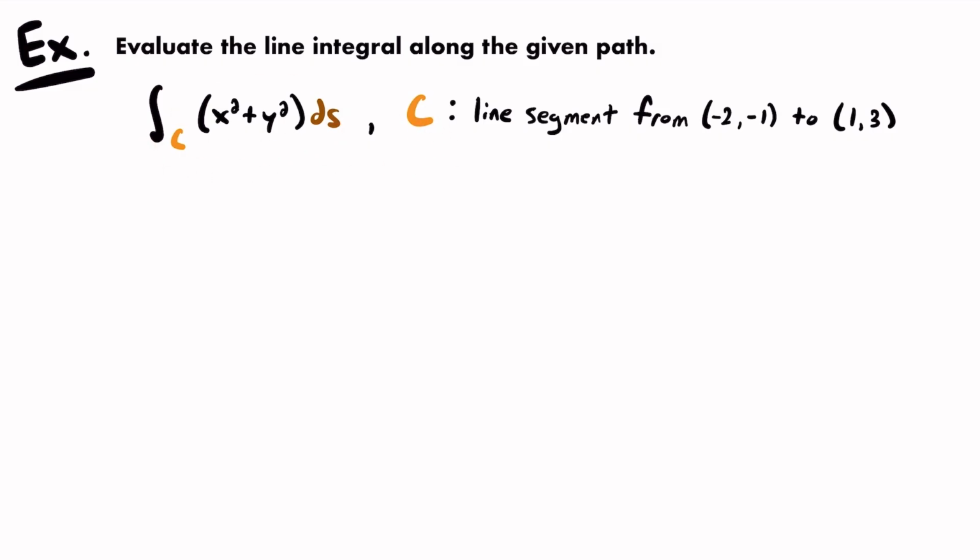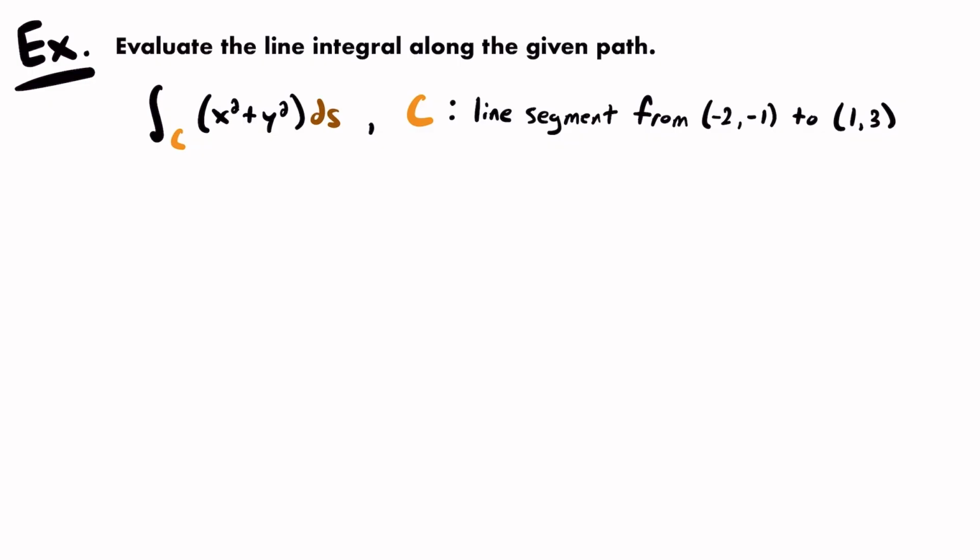But now, notice that the path is not already parameterized for us. We're not given a vector function, r of t, with x and y components that are the parametric equations for the curve or the path. Instead, we are just given a description of what the path is. It is a line segment between 2 points. It starts at this point, -2, -1, and ends at this point, 1, 3.